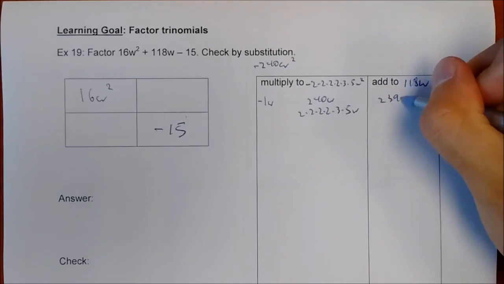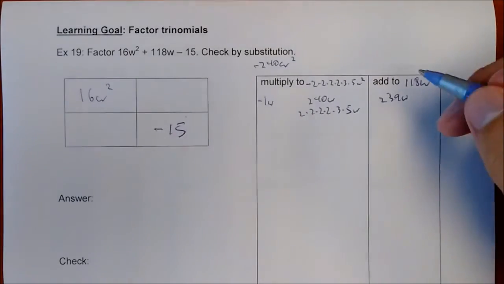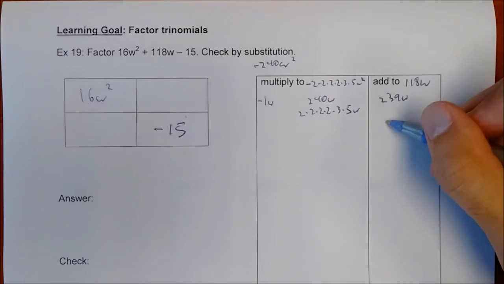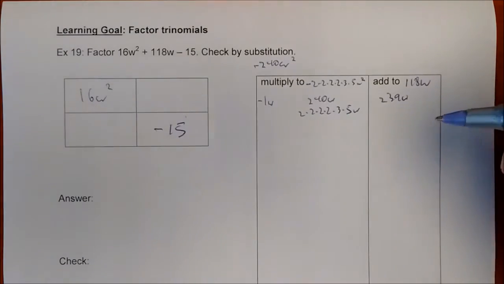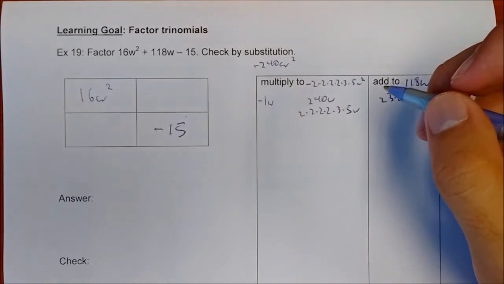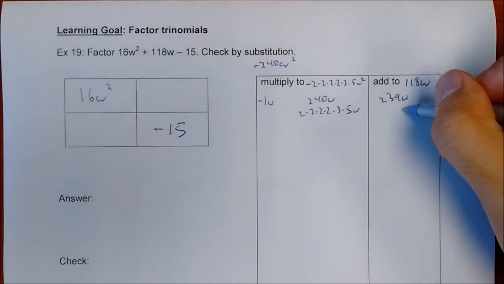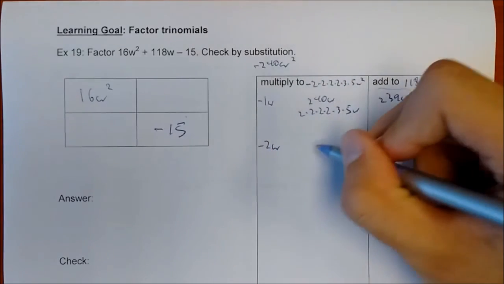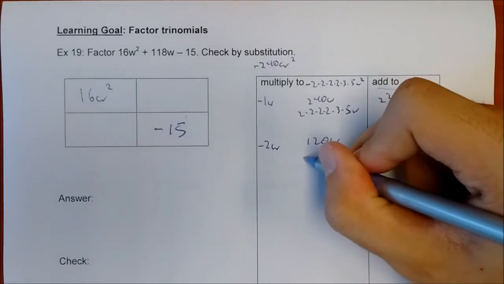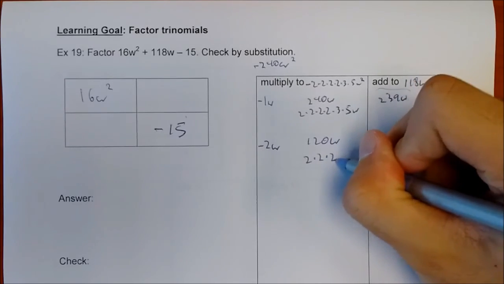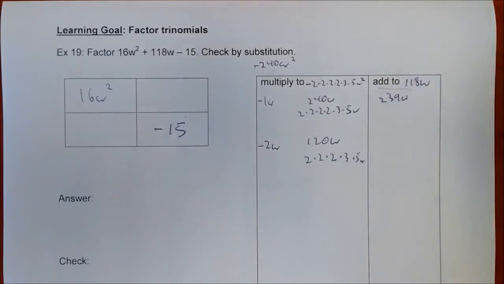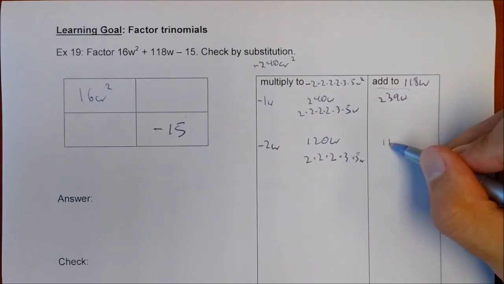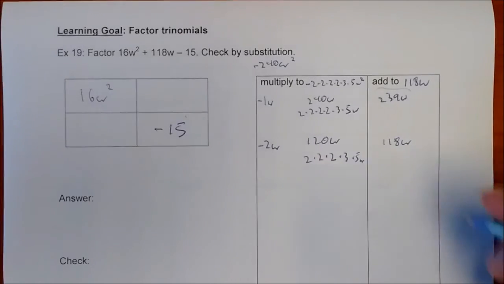to 239w. You'll notice that in this lesson I am adding as we go and find the terms, so that in case we find it early, we don't have to waste time finding 10 other terms that are also not working. So our next pair that we're going to try, because 239w is not what we are looking for, is going to be negative 2w and 120w, or in prime factorization, 2 times 2 times 2 times 3 times 5w. So these two numbers are going to add to 118w, which is exactly what we were looking for.